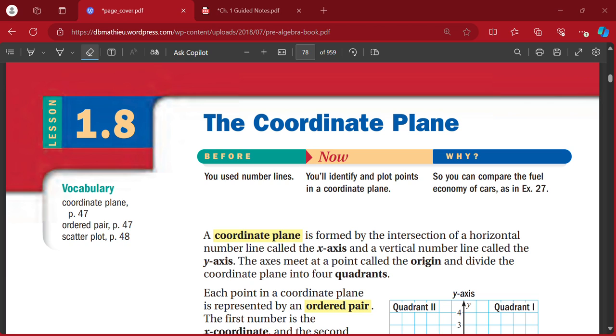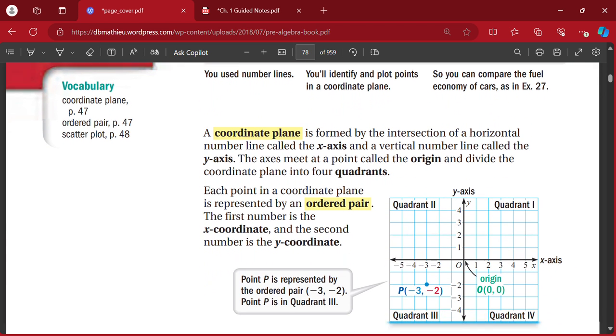So a coordinate plane is formed by the intersection of a horizontal number line called the x-axis and a vertical number line called the y-axis. The axes meet at a point called the origin and divide the coordinate plane into 4 quadrants.